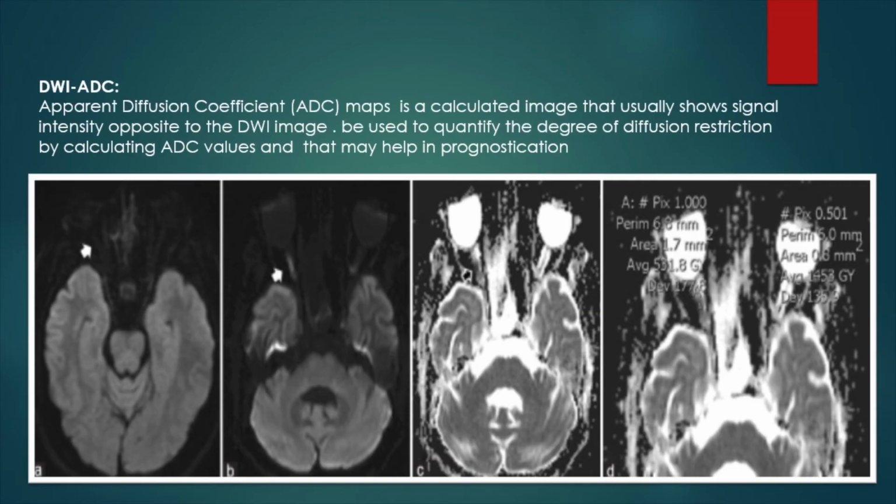This is the diffusion weighted image and the apparent diffusion coefficient technique. In that, we calculate the apparent diffusion coefficient maps, and this usually shows a signal just opposite to the diffusion weighted image. This is used to quantify the degree of diffusion restriction, and also in prognostication. So this is the quantification of how much it is restricted.